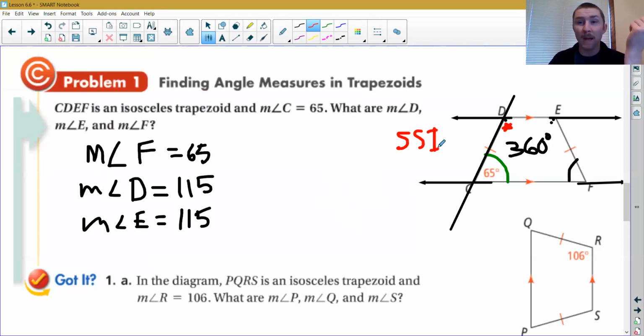Okay, now if we remember back to same side interior angles, those were the only ones that we ever looked at that weren't congruent when we had pictures like this, right? They weren't congruent, but they were supplementary. So they have to add up to 180 degrees.